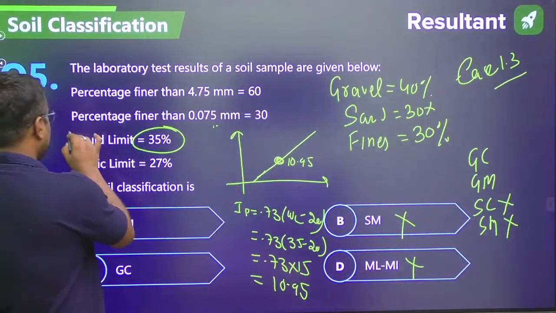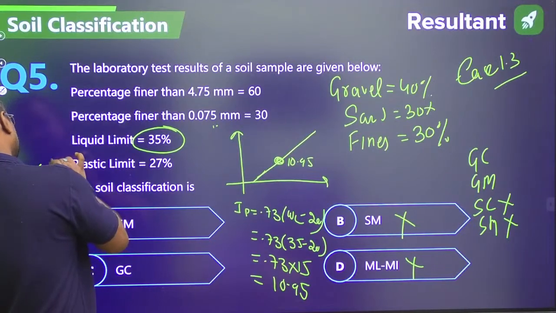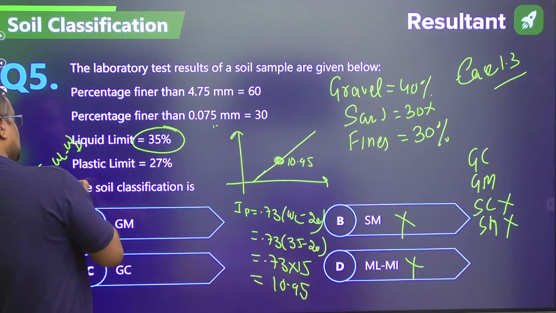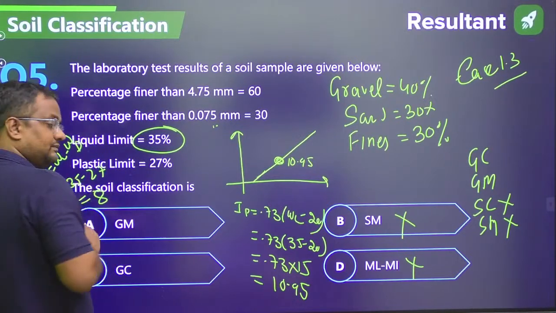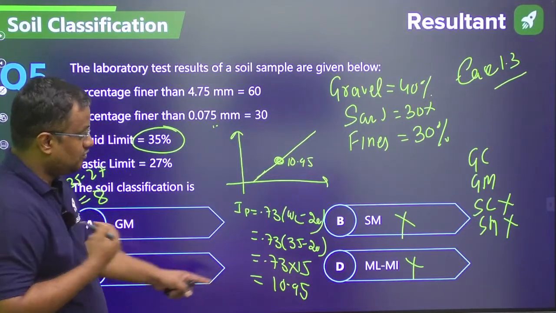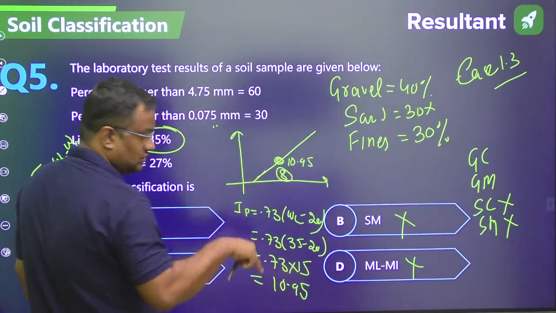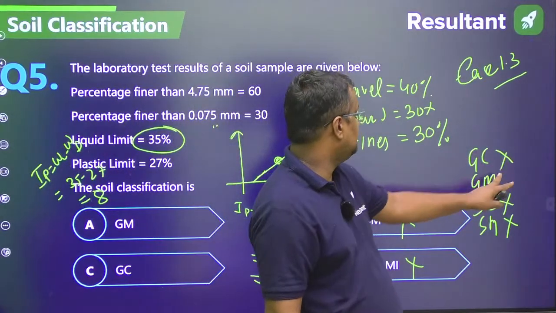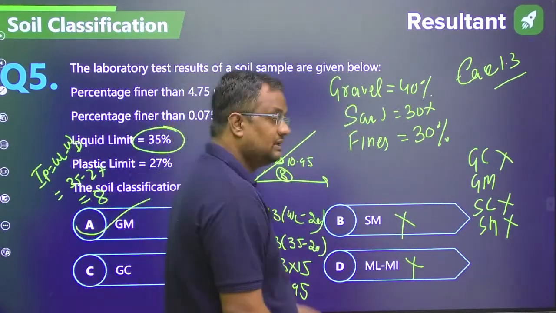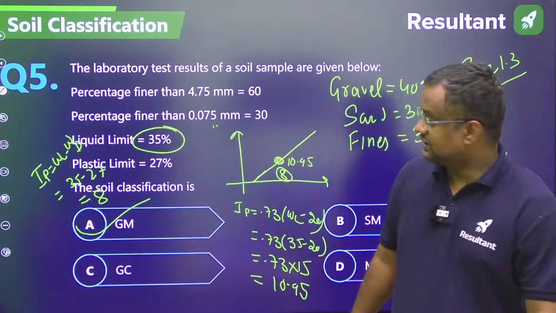Okay, and our IP, the plasticity index, is WL minus WP. So WL is 35 minus 27, so it is 8. So our IP is 8 and the A line value is 10.9. So our IP is lesser, below the A line. Below means silt. So it will not be GC, it will be GM. It will be GM. Okay, got it?